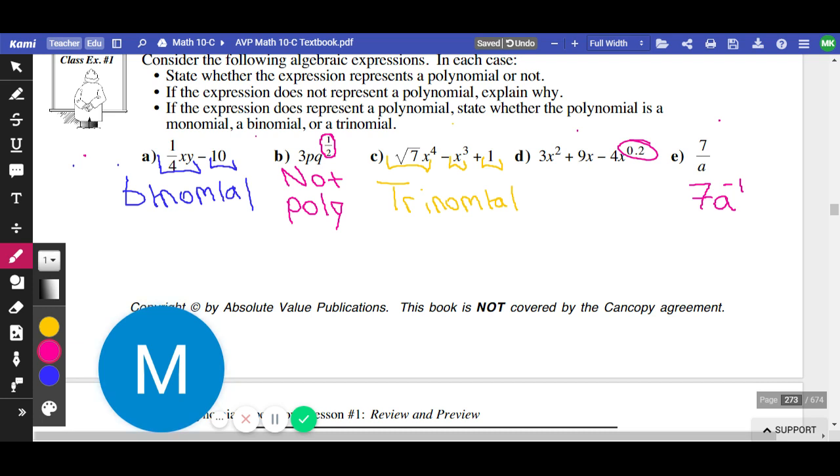An easy cheat for you to be like, well, how do I know if it's a negative exponent or not? You're not allowed to have variables on the bottom. Okay? If you have a variable on the bottom, it's not a polynomial. Again, we almost exclusively only deal with polynomials, so I wouldn't stress too much about that stuff. The stuff I really would want you to focus on is monomial, binomial, trinomial, and knowing which one's which.